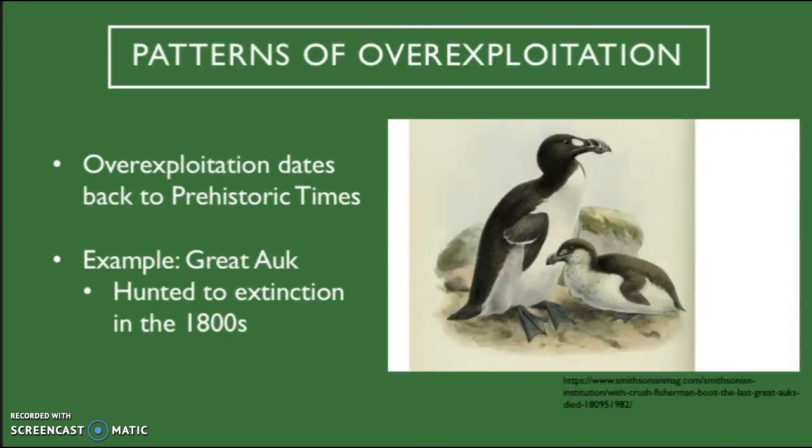Humans have a history of overexploiting prey populations dating back to prehistoric times. Humans have caused many extinctions when they have spread into parts of the world that have never been inhabited before. Another cause of extinction is the rise of sport hunting, and a great example of this is the great auk. This bird became extinct in the 1800s due to being overexploited for its meat and feathers.